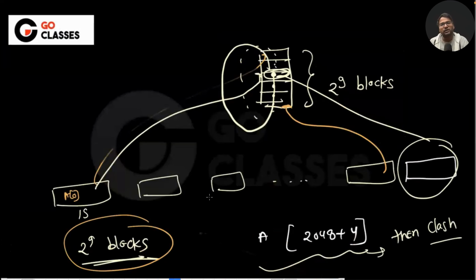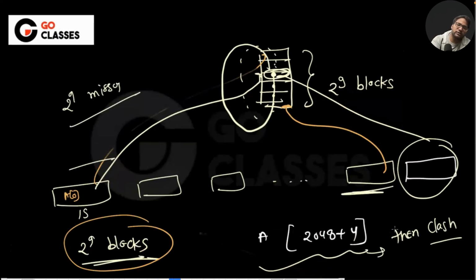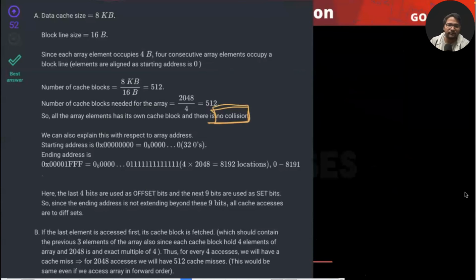So how many misses will occur? 2 power 9 misses, right? For every block there is a miss. You access from here or from here, it doesn't matter. So how many misses will be there? 2 power 9, because 2 power 9 blocks are here. So every block will be just a miss. The first element will be a miss, and then the others are hits. So 2 power 9 misses, right? 512 cache misses.